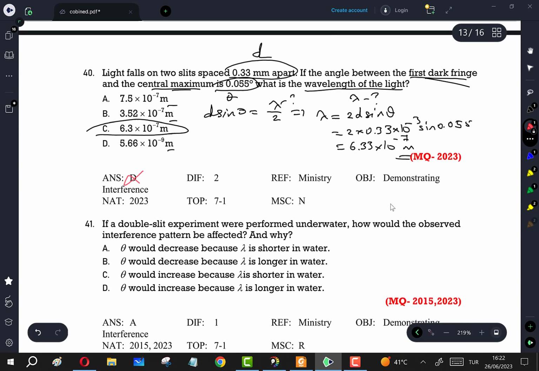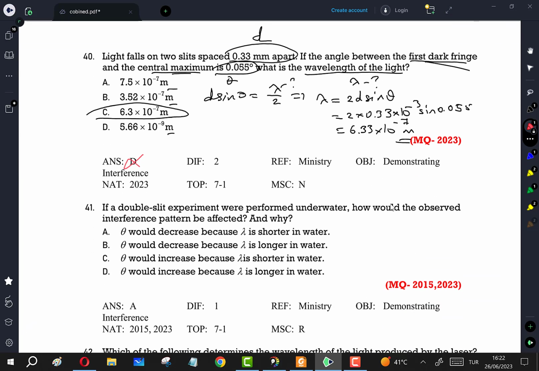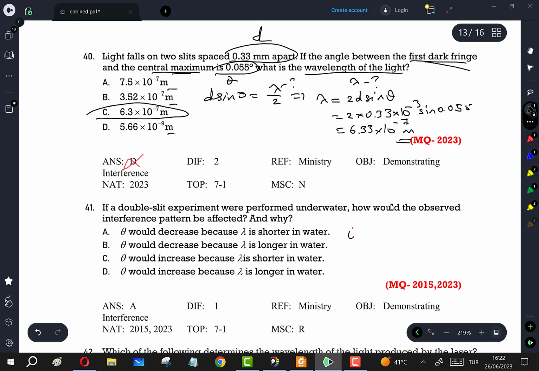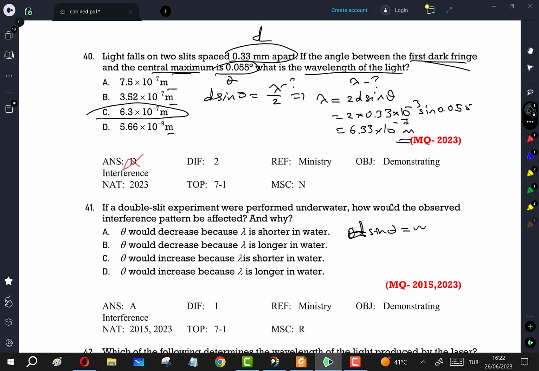Question number 41. If a double-slit experiment were performed underwater, how would the observed interference pattern be affected and why? It is about theta. The equation is d sine theta equals m lambda, so sine theta equals m times lambda over d. If the experiment is done underwater, the speed of light in water is smaller.